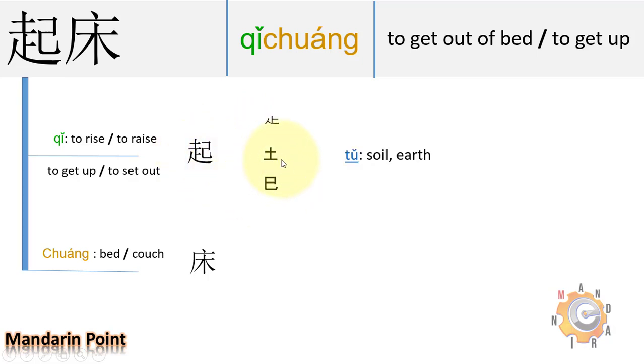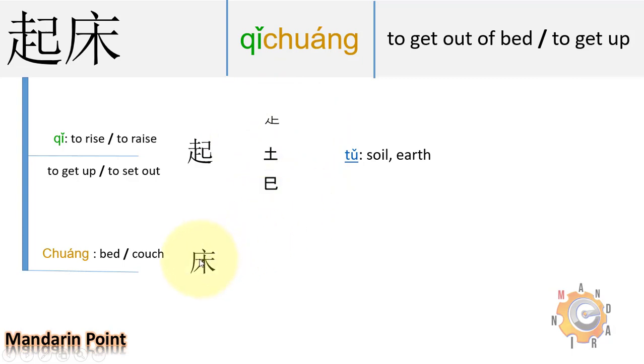This one is tu, which means soil or earth, while this one is again se, which means hours from 9 to 11 am. So all of these three are going to make up this qi. So if you want to write, then I think it has made it very simple for you.